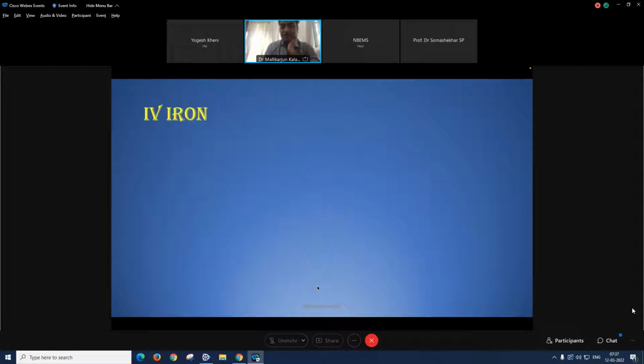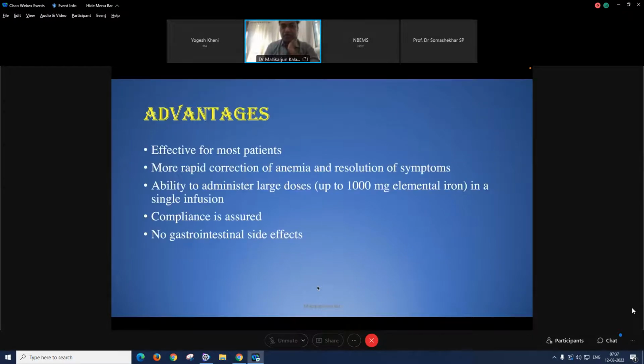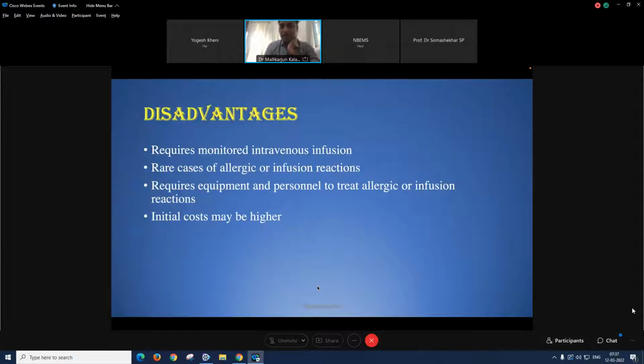Now, intravenous iron is something which has come up in a big way for more than one reason. A few advantages being it is effective for most patients. There's a rapid correction of iron deficient stores, and one can do what is called a TDI, total dose infusion. A large dose of 2000 milligram can be infused, and compliance is assured. But the disadvantage is it must be done in a hospital setup.